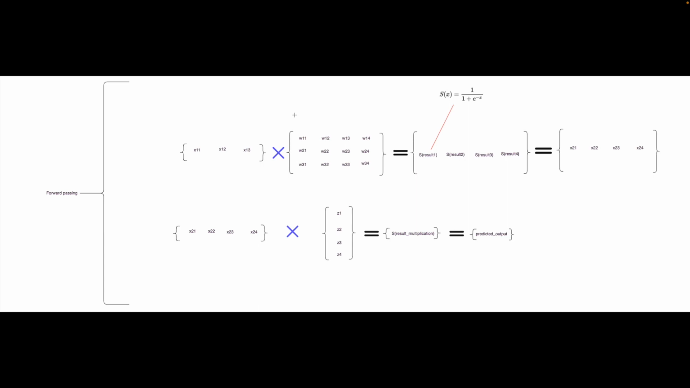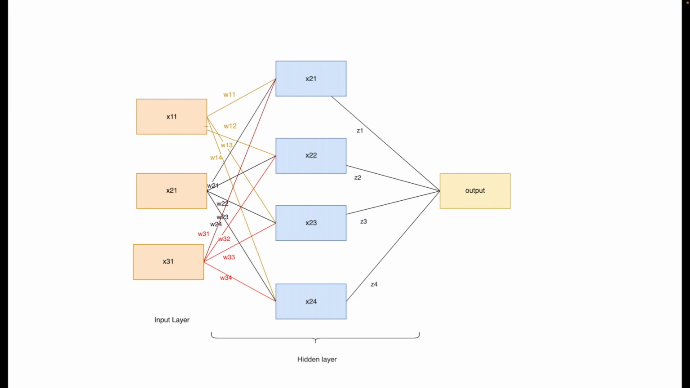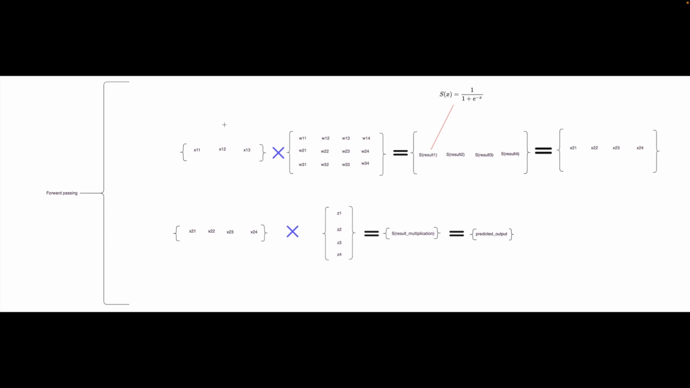On the first line, we can see the link between the first neuron in the input layer and the hidden layer, these ones. On the second line, we will see the weights between the second neuron from the input layer and the hidden layer. And on the third line, we will see the link between the third neuron and the hidden layer. By multiplying these matrices and then applying an activation function, we obtain the hidden layer.